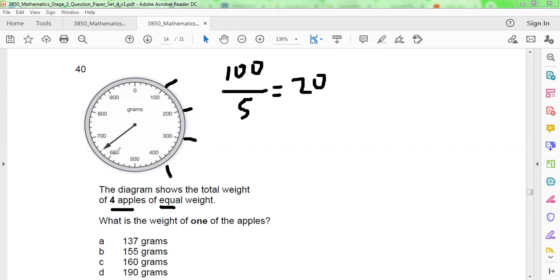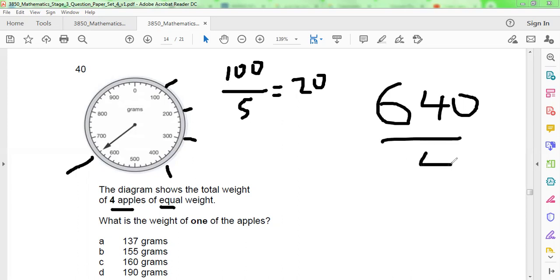So this is 600, 620. So this is 600 and what? 40. So it's pointing right here. 600, 620, 640. So the weight of the 4 apples is 640 grams. All right, but we need the value of 1 apple, so we divide it by 4.